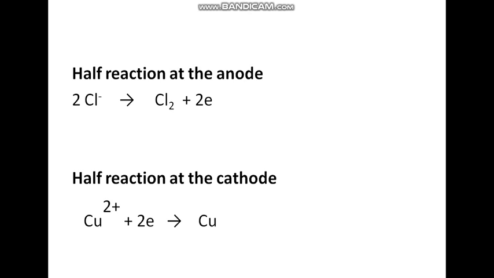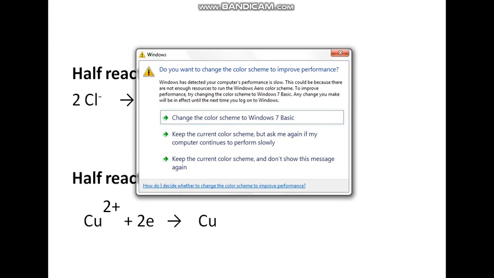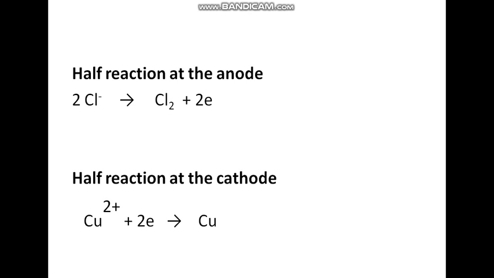What happened at the cathode during the electrolysis? Copper 2 ion is below hydrogen ion in the electrochemical series and is less electropositive.